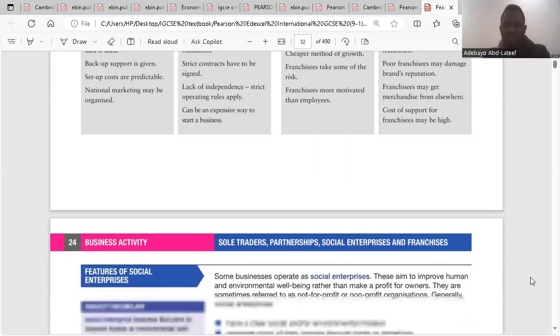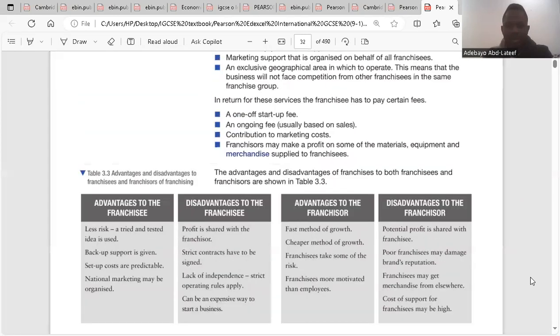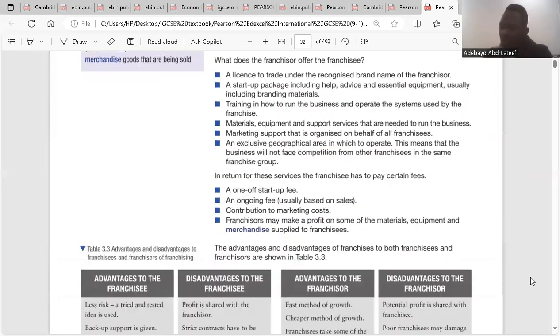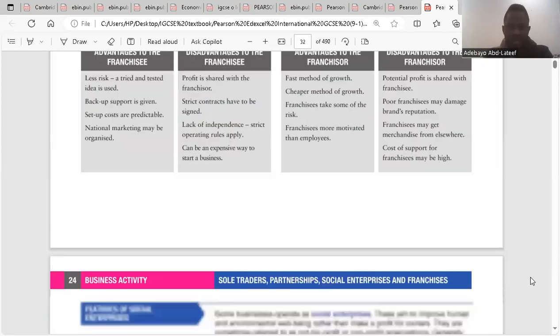You go to activity 2. But before I go to activity 2, there's social enterprise. So are you there? Right.